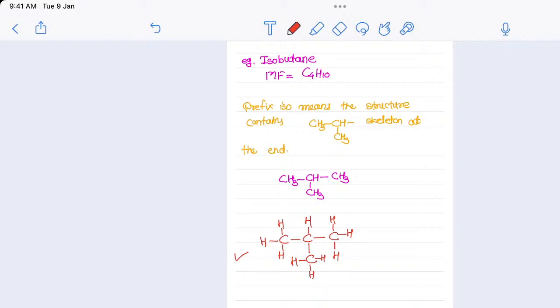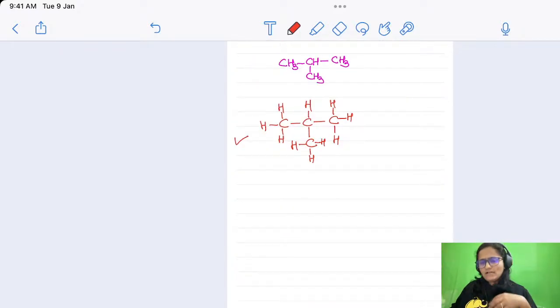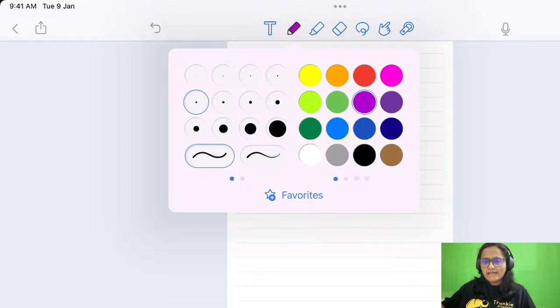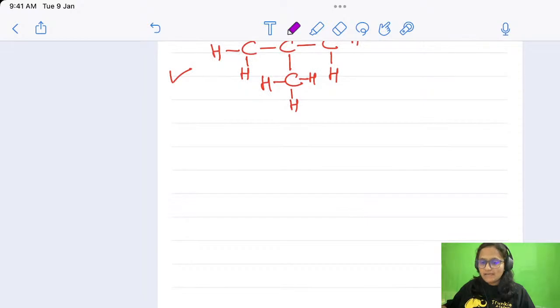Okay, yes. So now let us see some different structural formulas with the same examples. The examples which I have shown here were for alkanes, right? Now I'll show some examples for alkenes and alkynes. One example we will see. So the next example is for an alkene.